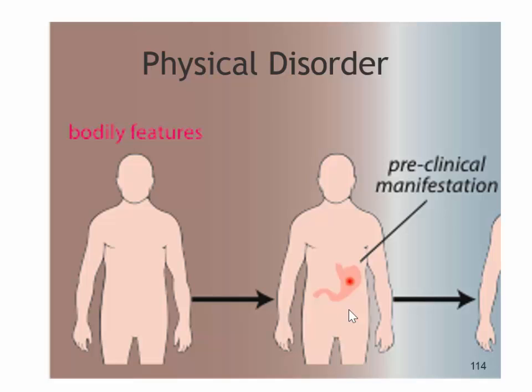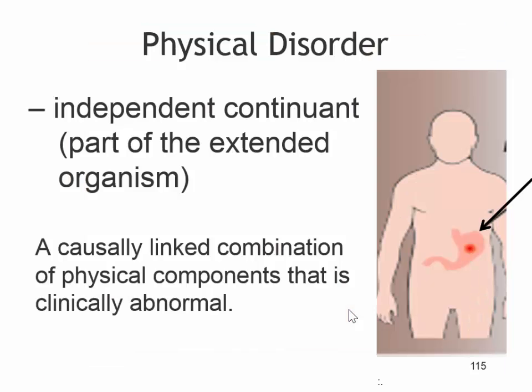And this is a part of the extended organism. The extended organism is defined as the organism plus all the things inside it: bacteria and so forth, shrapnel, false teeth, pins in your leg. So it's a causally linked combination of physical components that is clinically abnormal. That's what we mean by disorder.